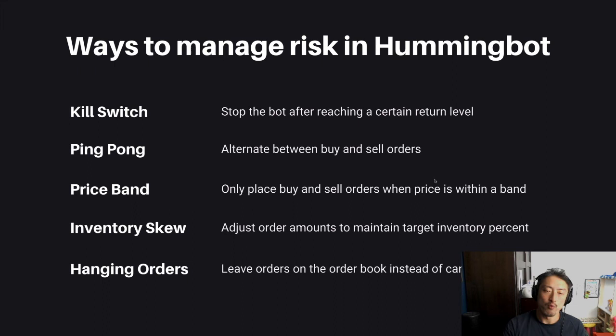Now, those are just 5 ways to manage inventory risk. We also have set these up so that you can use combinations of them. So, for example, a lot of people use a kill switch parameter, but they also use hang orders plus ping pong, or they might use inventory skew plus hang orders. So these are all different combinations of parameters you can set. And I think the best way to do that is really through experimentation in paper trading mode to find what works for you, or by live trading and using a small amount of capital for experimentation.